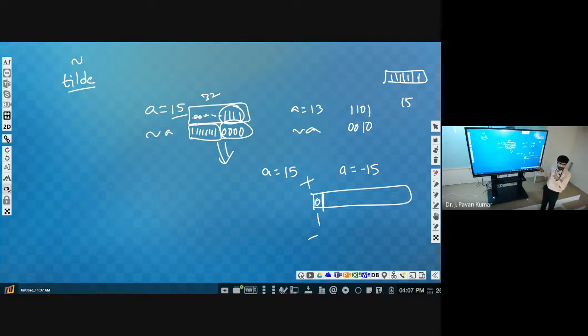Let us consider that out of these 4, 1 bit we have reserved for sign. So this bit we cannot use to store the value. Although we store 0 or 1, we will not consider it for magnitude. How many bits remain? 3 only. What is the maximum value? 1, 1, 1. This is the maximum value that we can store.